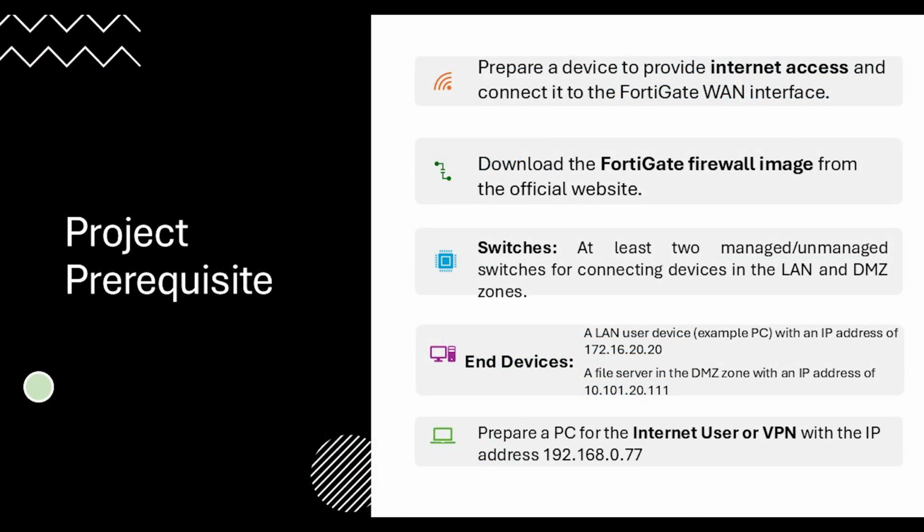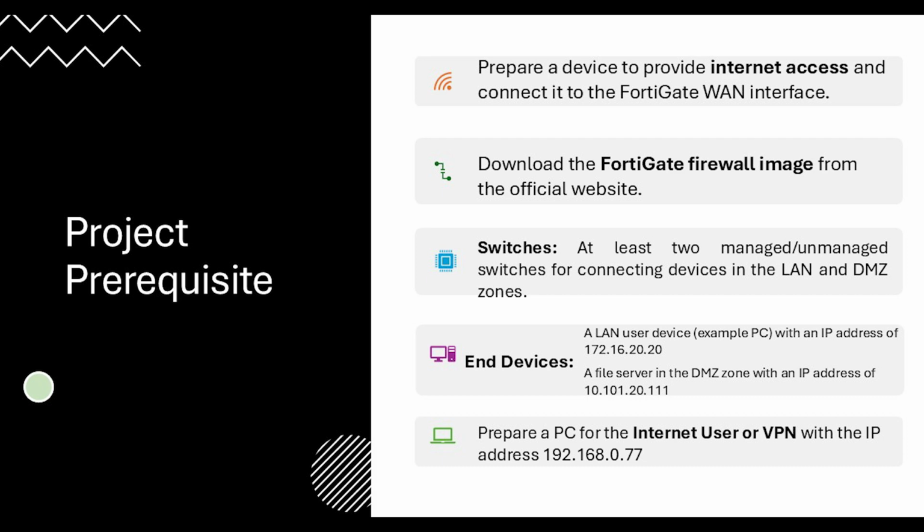Here are the prerequisites for this FortiGate-based network security project. Prepare a device to provide Internet access and connect it to the FortiGate WAN interface. Download the FortiGate Firewall image from the official website. Switches: at least 2 managed or unmanaged switches for connecting devices in the LAN and DMZ zones. End PC or device configured as required.